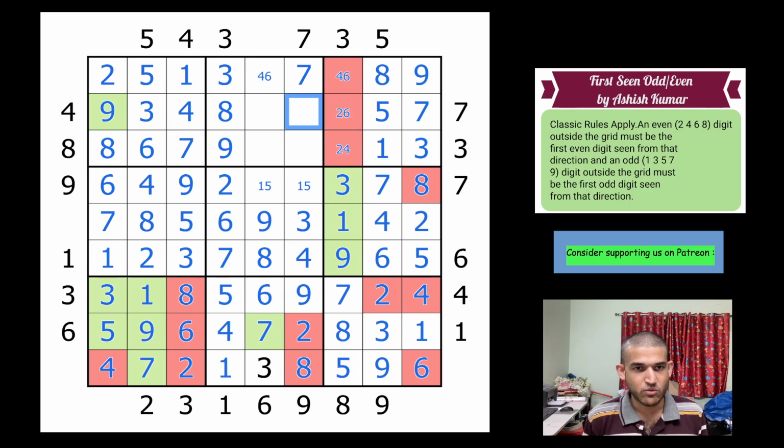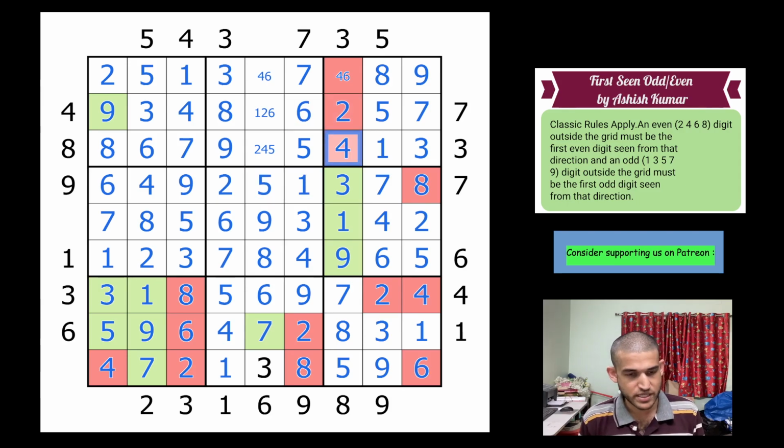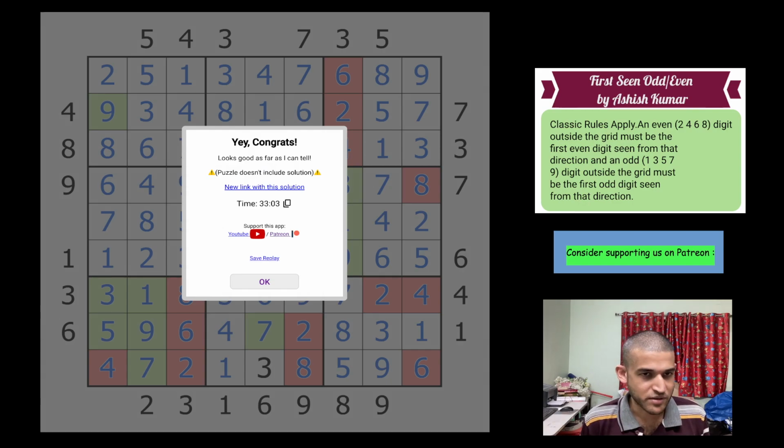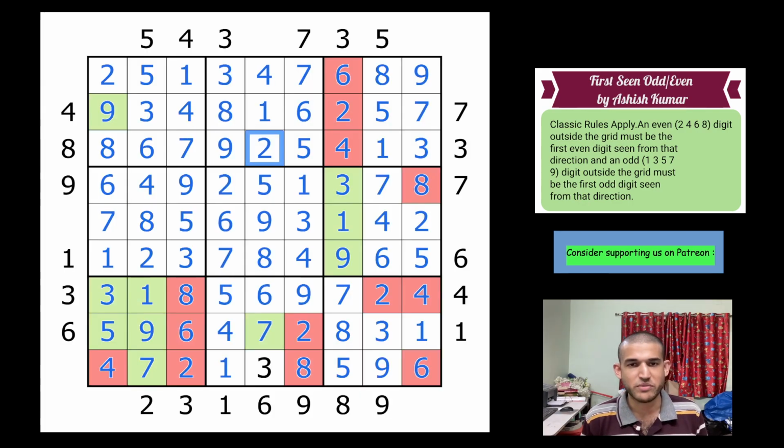And I must have 1, 2, 6 here, a 2, 4, 5 here. Okay, I can't have 2, 4 here, so that's a 5, which means 5 goes here, 1 goes here, so that's a 6, that's a 2, that's a 4, that's 6, that's 4, that would be 1, and that would be 2. And with that, we completed this really nice Sudoku by Ashish.